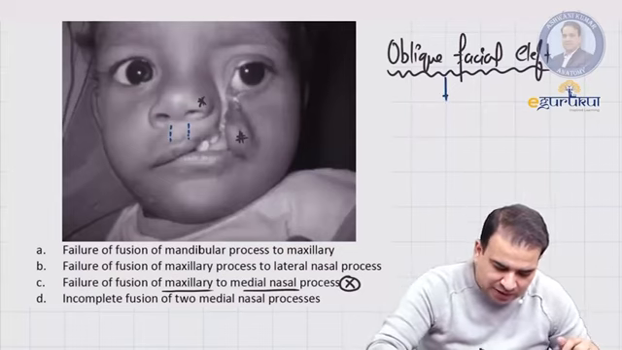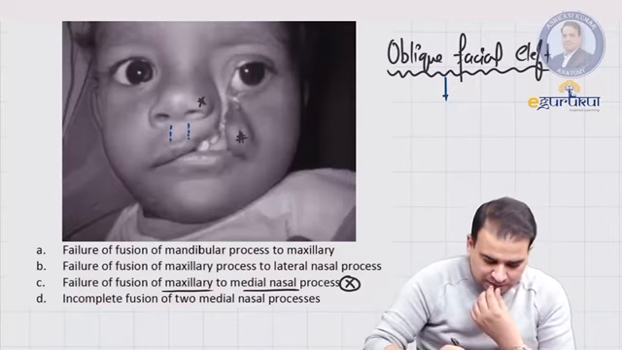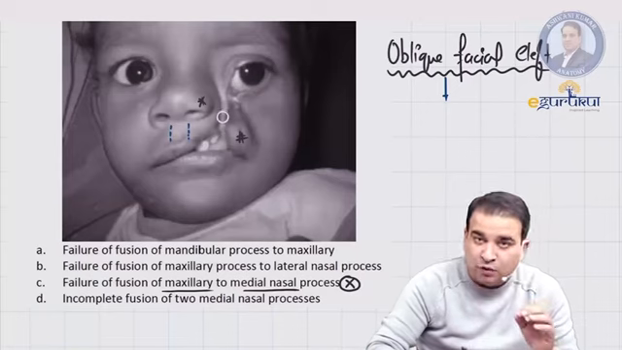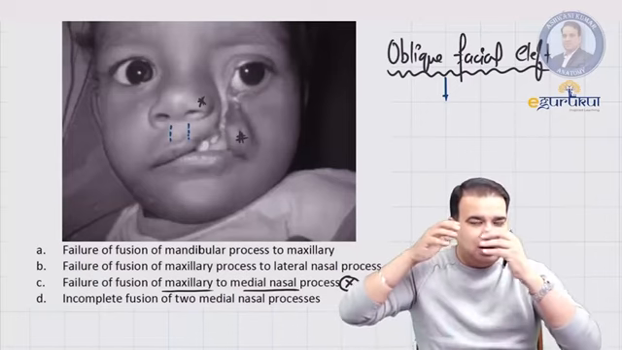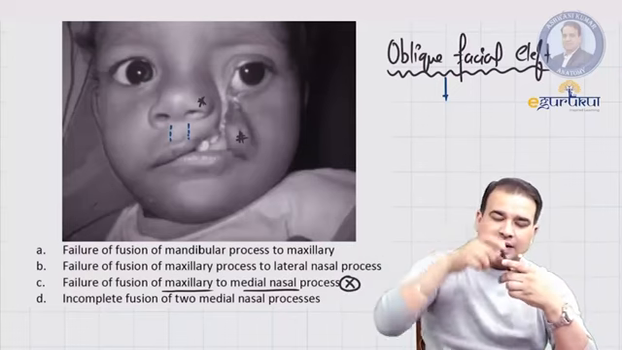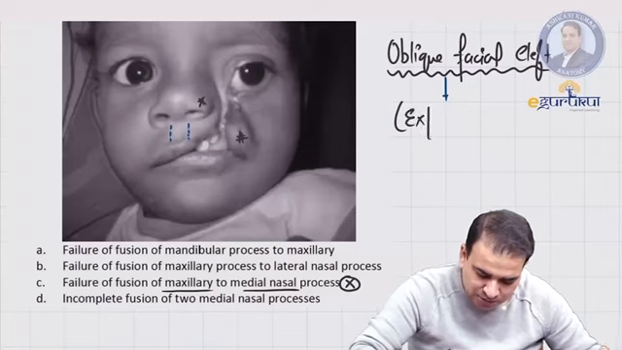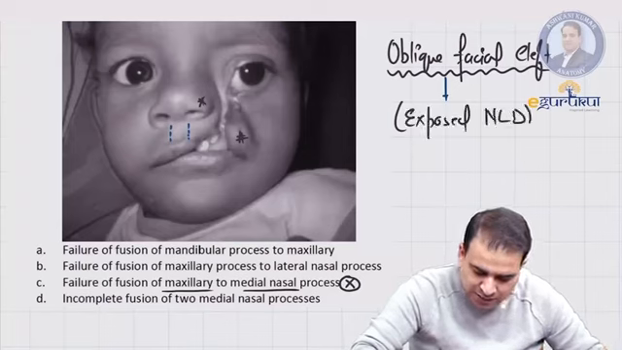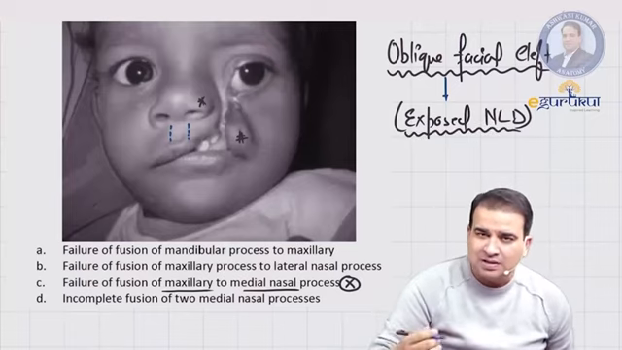And what is the reason behind the oblique facial cleft? One more thing before I go to the reason. In oblique facial cleft, what is not formed? It is the nasolacrimal duct which is not formed. The nasolacrimal duct is formed when these processes fuse with each other and then the duct is absorbed inside. But you can see this is an exposed nasolacrimal duct. So, be it oblique facial cleft or exposed nasolacrimal duct, it's the same thing.